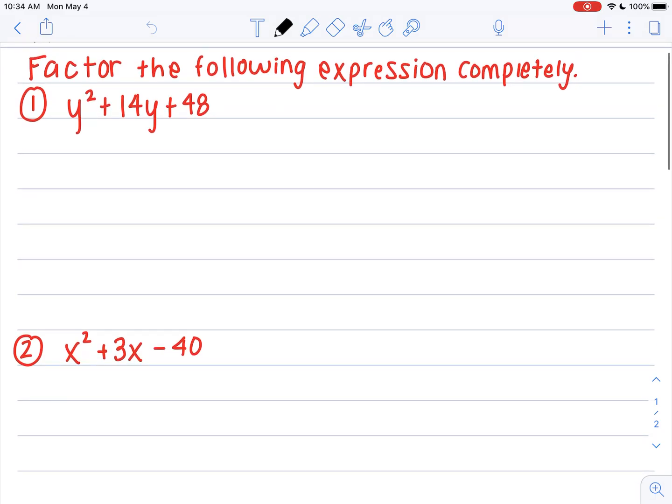Okay, so you don't have to watch this whole thing if you understand it right away. This is completely for your benefit, your help. Okay, so factor the following expression completely.